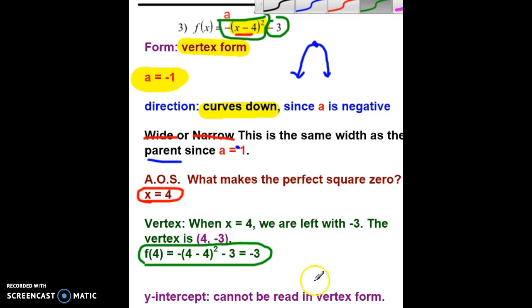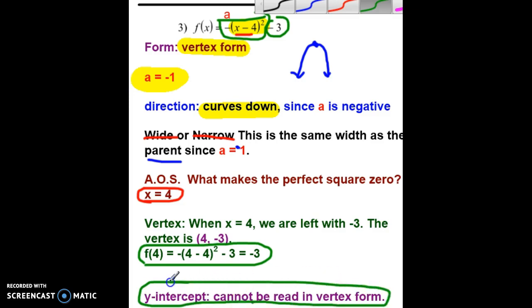The directions said, tell me the y-intercept if you can read it. Cannot read it in vertex form, I have to calculate it, so I'm just going to write cannot read it.